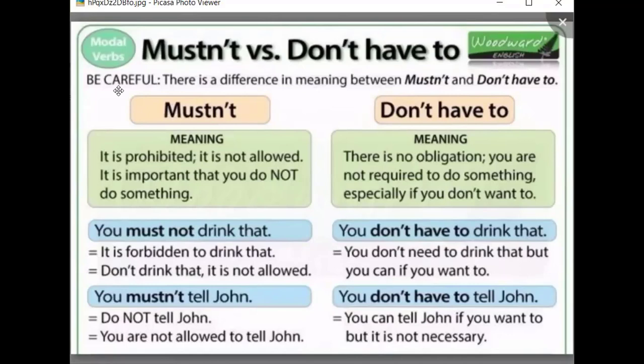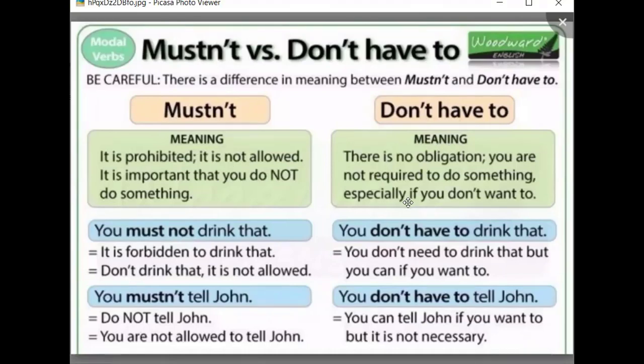Be careful. There is a difference in meaning between mustn't and don't have to. Mustn't, meaning it is prohibited. It is not allowed. It is important that you do not do something. You must not drink that. Before reading the sentences, can you read the difference here? Don't have to, meaning there is no obligation. You are not required to do something, especially if you don't want to.